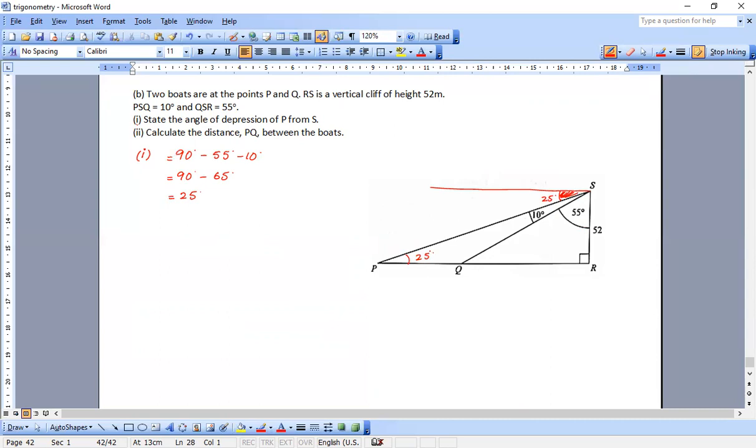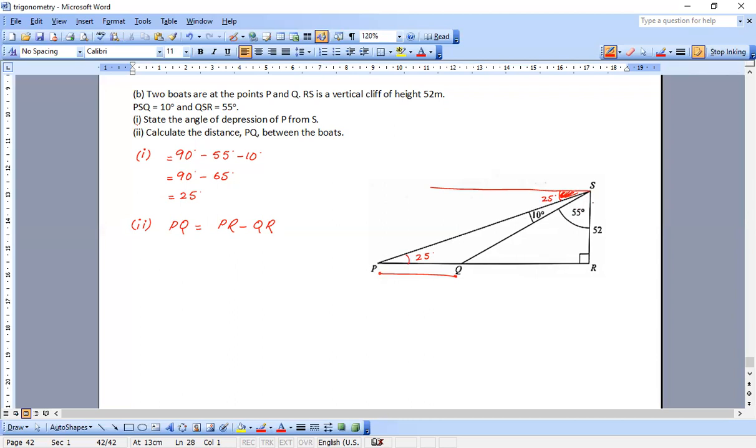Part 2, calculate the distance PQ between the boats. Okay, we have to now calculate this distance. PQ is the side of a triangle which is not a right angle triangle, and I am only using the skills of a right angle triangle to solve a problem. We can calculate PQ if we know PR and QR. I can subtract QR from PR, only then I'll be able to calculate the length of PQ. Let's first of all pay attention on finding out QR.